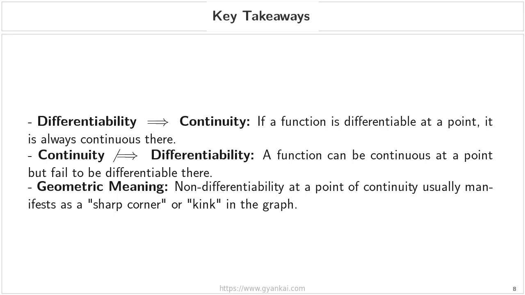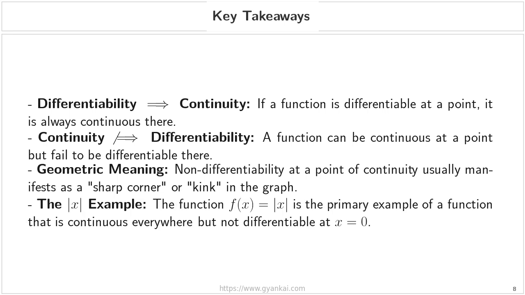From a geometric perspective, when a function is continuous but not differentiable, it usually manifests as a sharp corner or a kink in the graph. This brings us back to our earlier analogy of the road. While the road is connected and you can drive across it, the turn is too abrupt to be considered smooth. The absolute value of x is the primary example used to illustrate this concept. As we proved in the previous steps, the absolute value function is continuous everywhere, but it is not differentiable at x equals 0 because of that sharp V-shape at the origin.